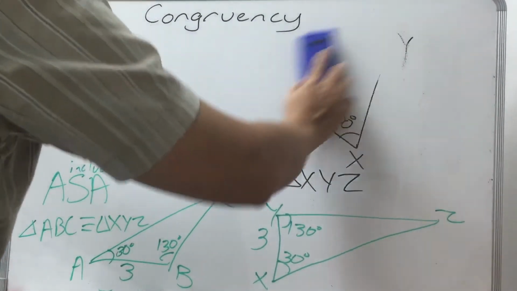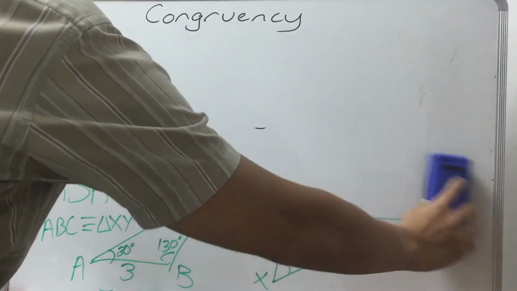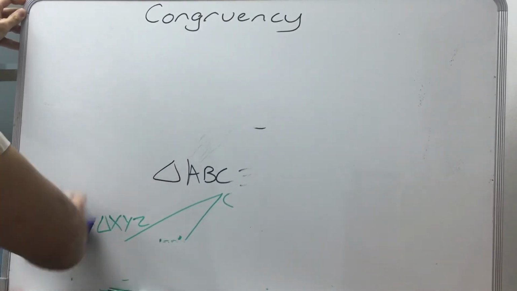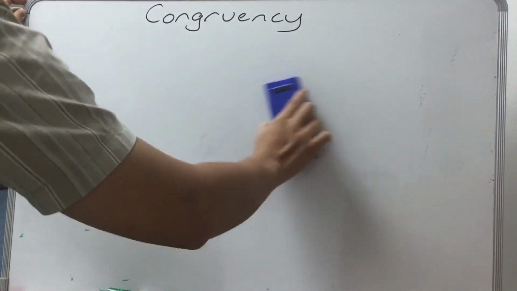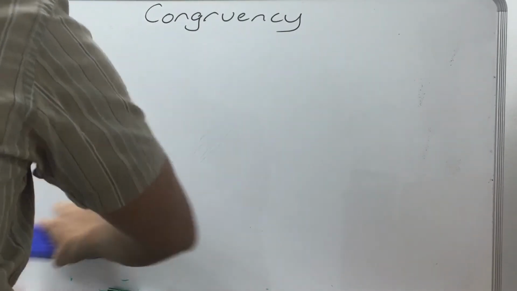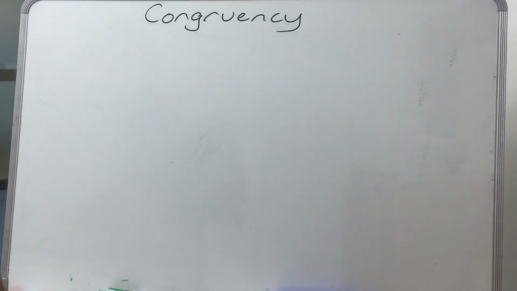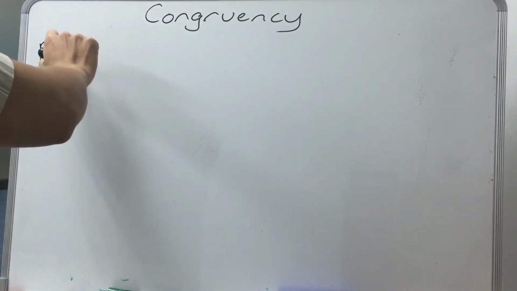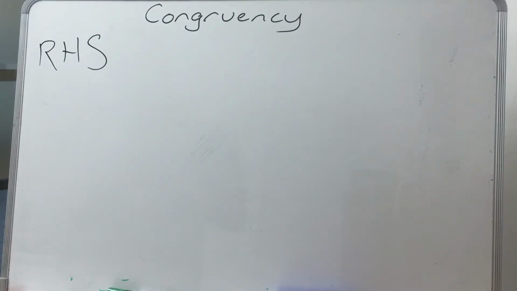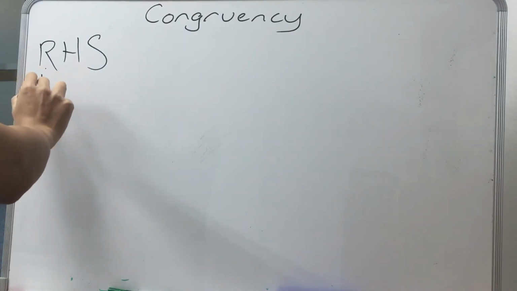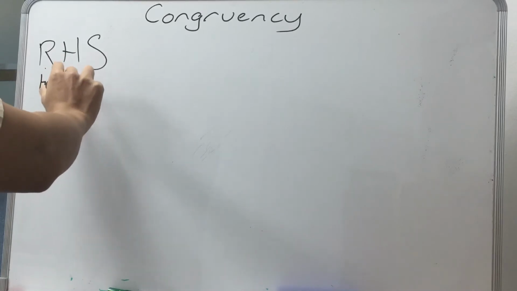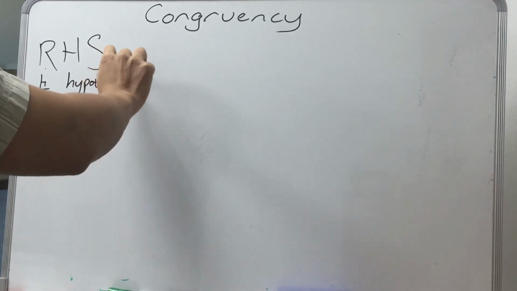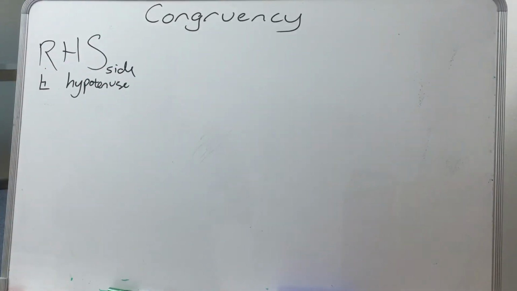So the last rule that we'll learn for congruent triangles will be the most famous one, the RHS rule. So what is the RHS rule? Two triangles are congruent if the hypotenuse and one side of a right angle triangle, right angle, hypotenuse, and one side for the 2 triangles are equal to each other.